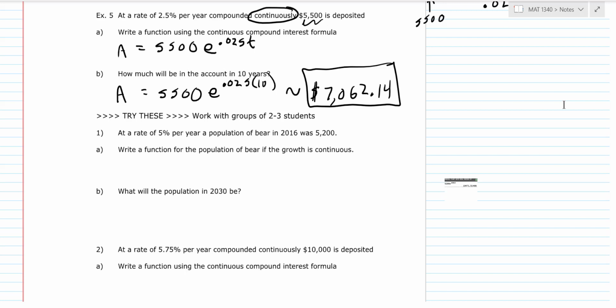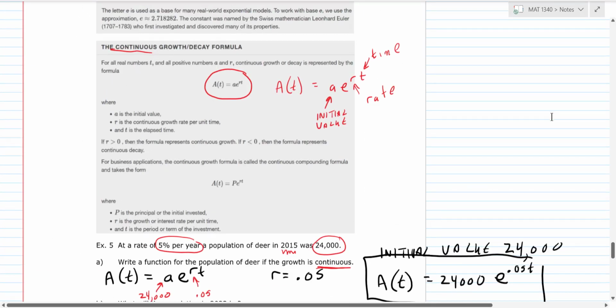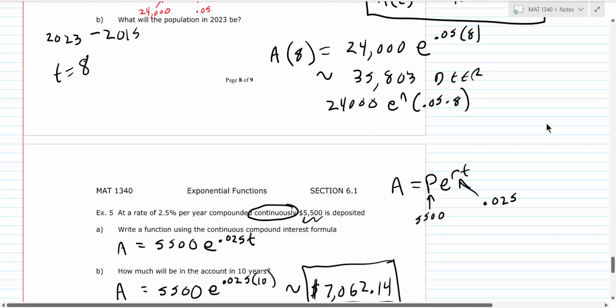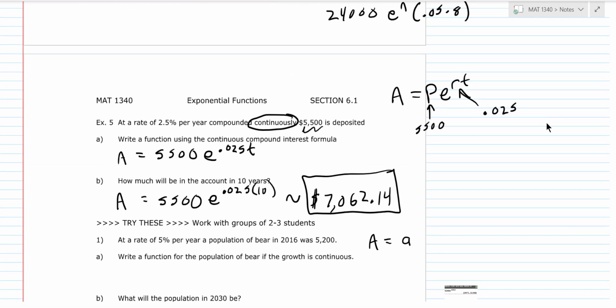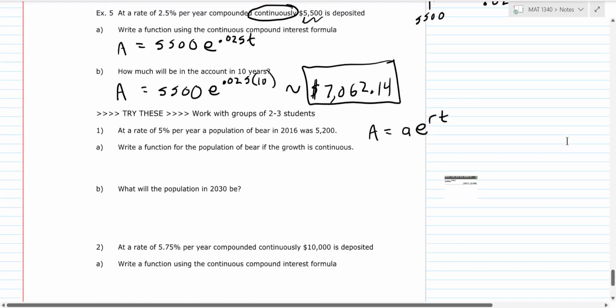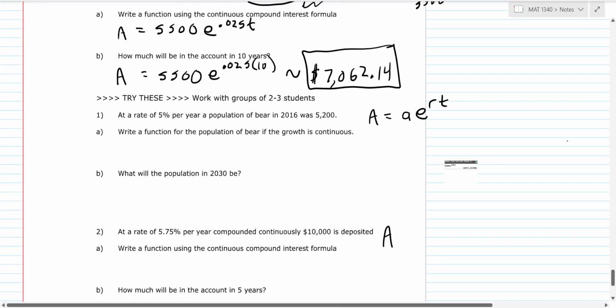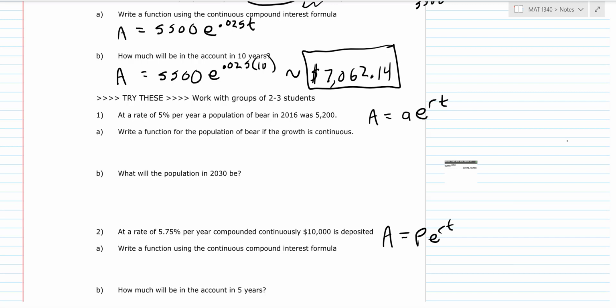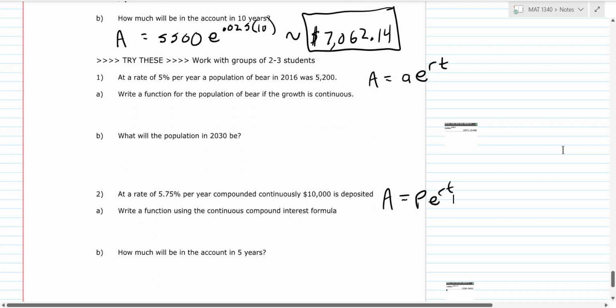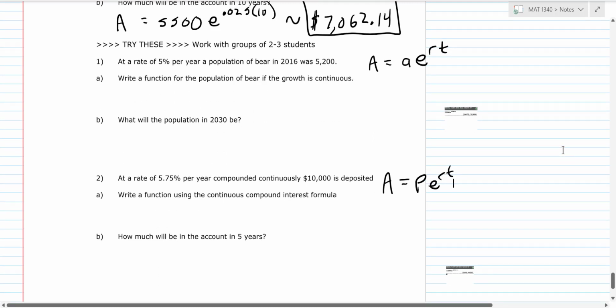I'll walk around, and if you need help on your calculator, let me know. For question number 1, just use that first formula. They're both the same formula, by the way. This formula was A e to the RT. And then for problem number 2, you can use A equals P e to the RT. They're the same formula, so you can use the same formula for both. And just see if you can get those put together okay.